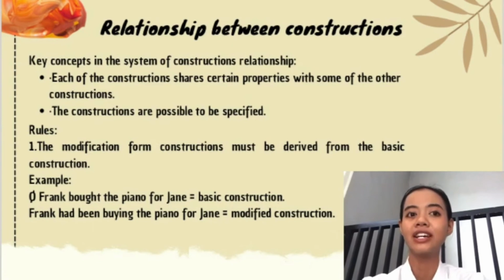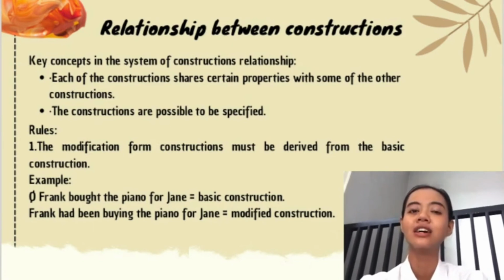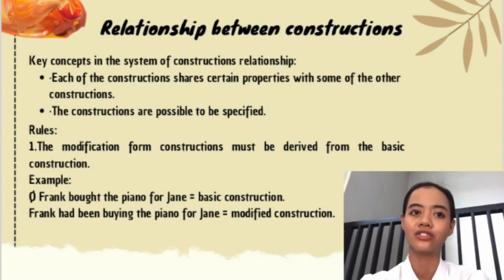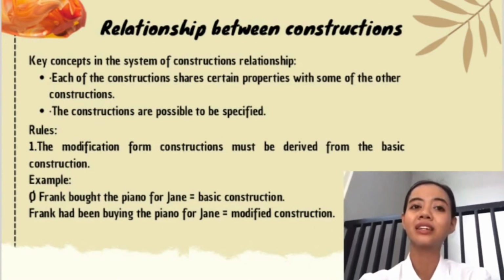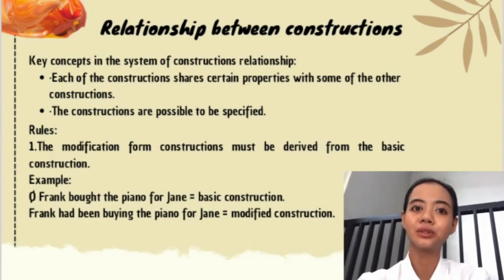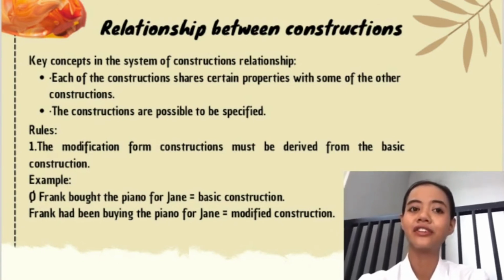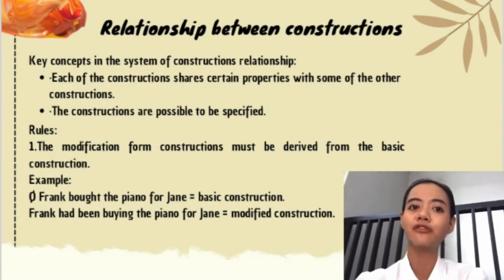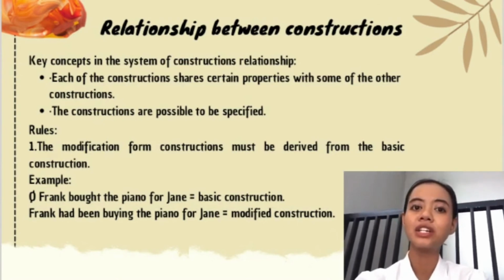The first one is that each of the constructions shares certain properties with some other constructions. The second key concept is that the constructions are possible to be specified. These two concepts then lead us to three rules in relating constructions. The first one is that the modified form construction must be derived from the basic constructions.